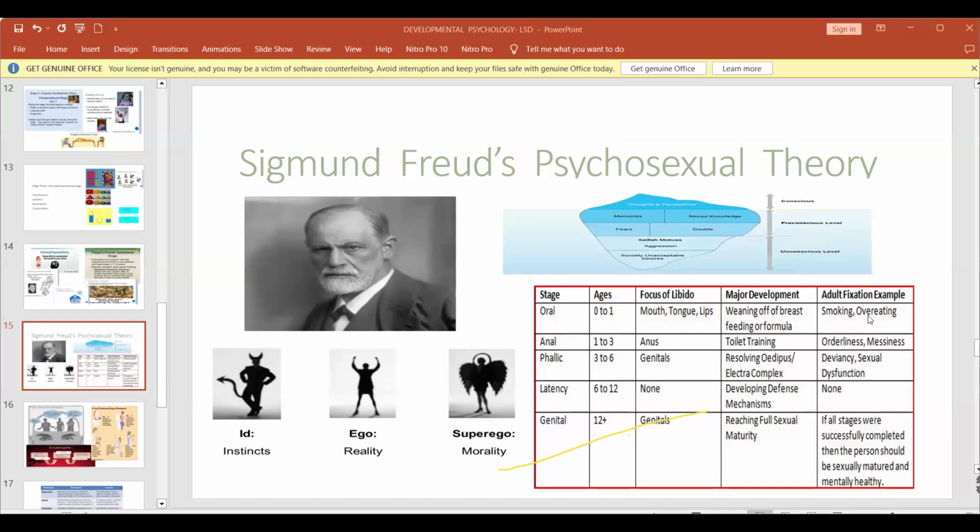So if you're normal, by the age of 1 year, it is gone. But if you get fixation, which happens due to over gratification or under gratification, as an adult you will still be seeking gratification of the mouth. So you're obsessed with that.